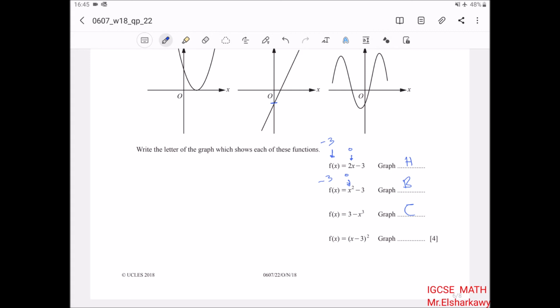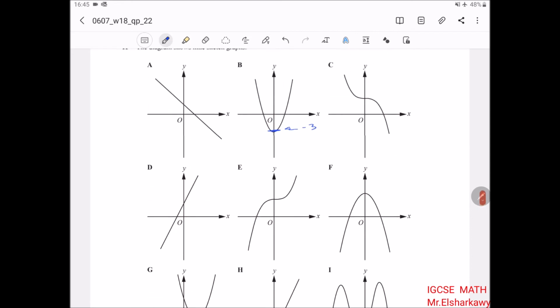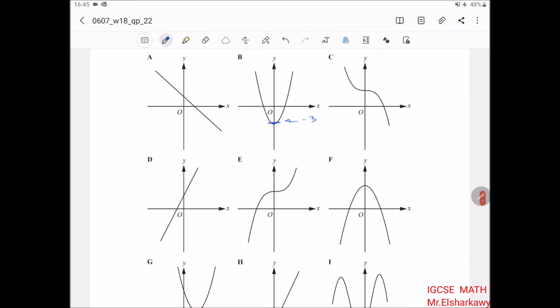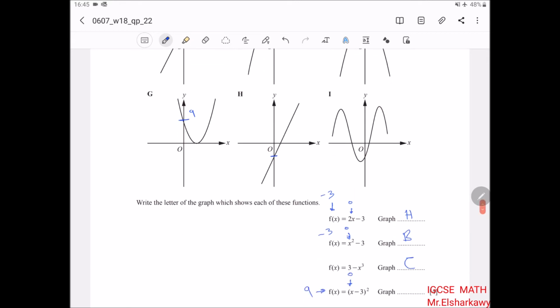Then the fourth one is x minus 3 all squared. So this is also an x squared curve. So it's either B or G. We also can substitute here. If we substitute with 0, then the y-intercept would be 9. So here we see that for B the y-intercept is minus 3, and here the y-intercept is positive. This would be 9. So the answer would be G.